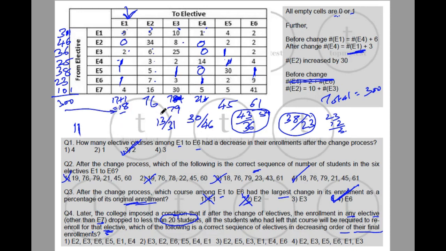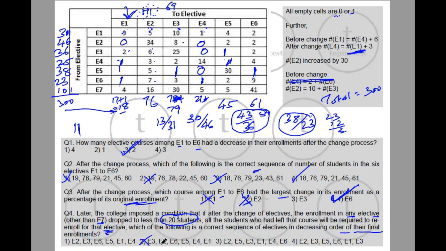Highest will be one of these two. Either it will be E3 or E2. All of them have E3 or E2 because these have the maximum. Okay, so this will drop by 5. So this will become 71. This will drop by 10. So this will become 69. So highest will be this one. So E2 will be the highest. So this is out. These three are there.